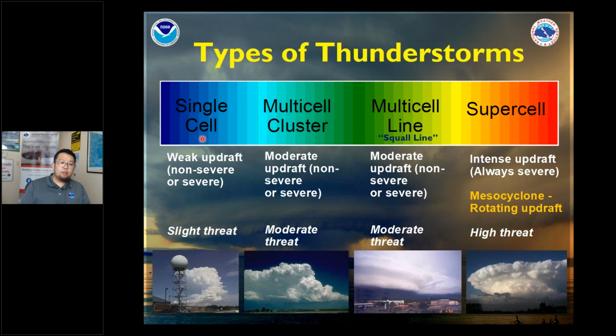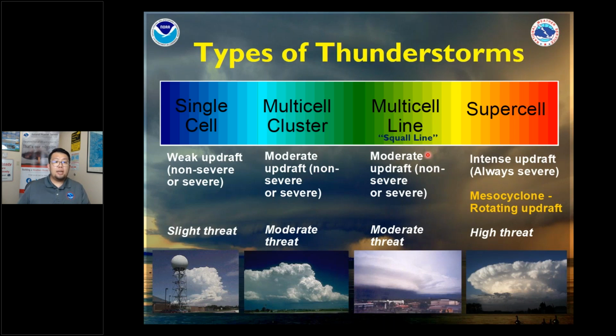Again, the single cell thunderstorm means that there's weak updraft, not much severe, or maybe a little bit severe. There is a slight threat to severe weather from those single cell thunderstorms. And when we move over to multi-cell cluster thunderstorms, that means there's more than one of those thunderstorms. It's going to create a moderate threat. There's a decent amount of updraft, a decent amount of instability, there's a little bit more to work with.